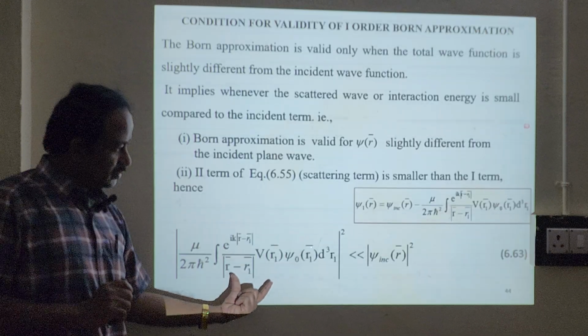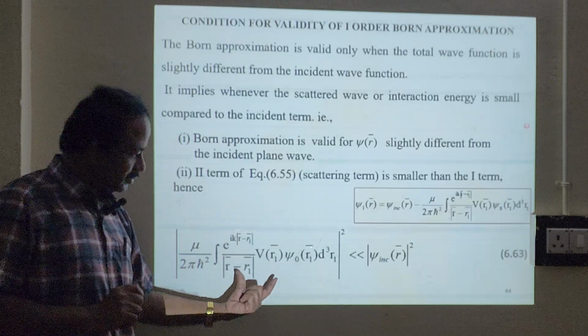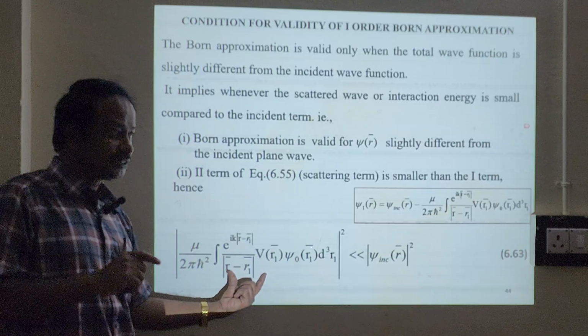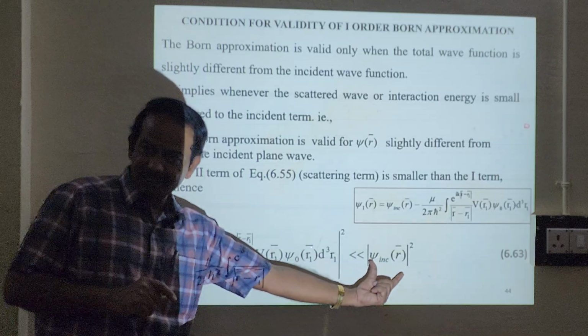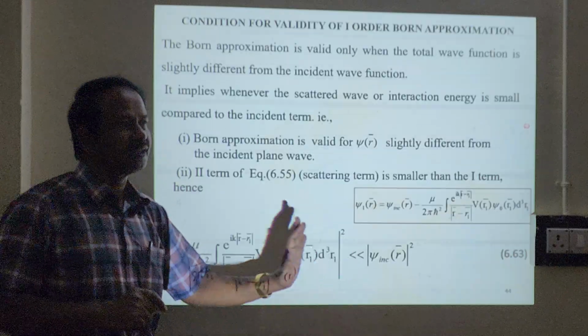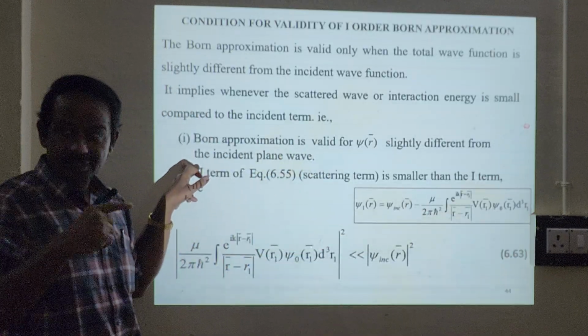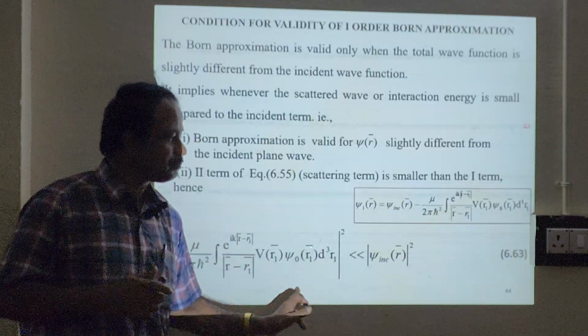So you just have this term. This is a weak term. Potential energy is very weak. Interaction potential is very weak. This is your incident wave function, and the ratio is very, very small, correct? According to this assumption which we have assumed earlier.